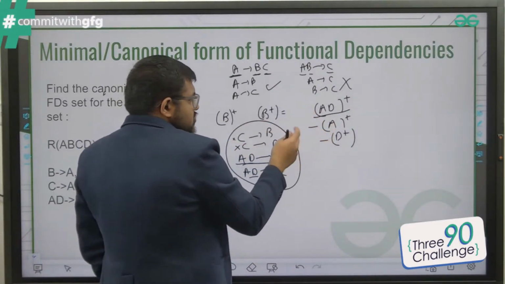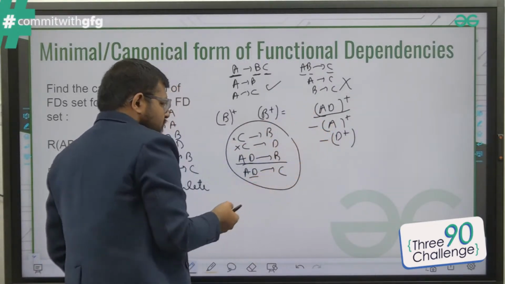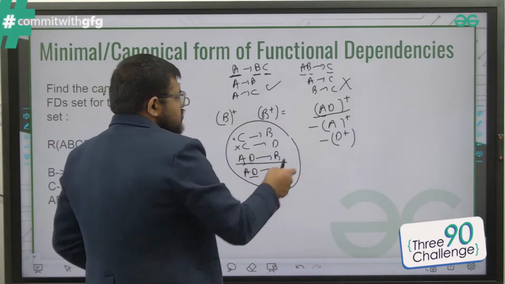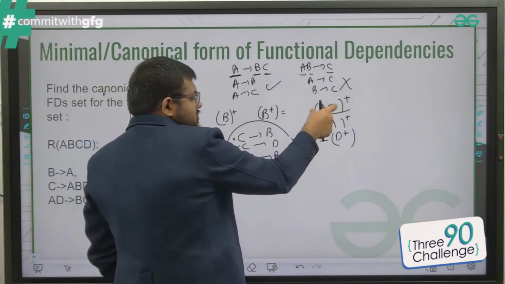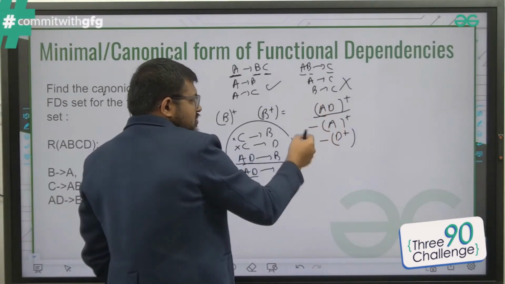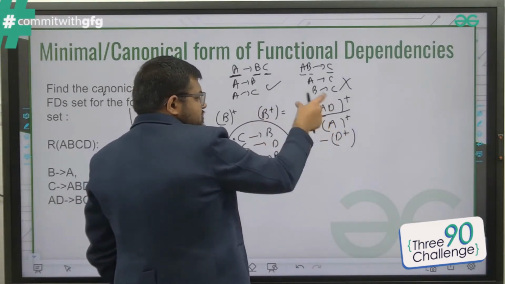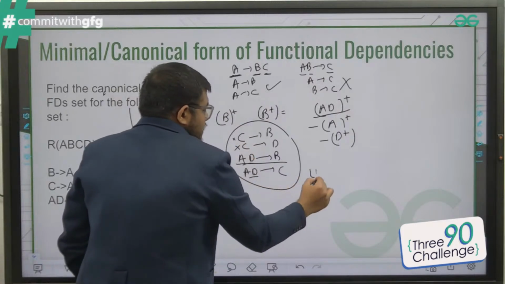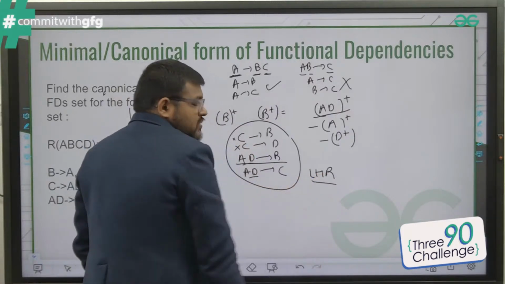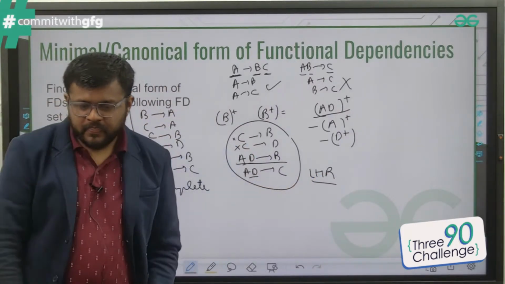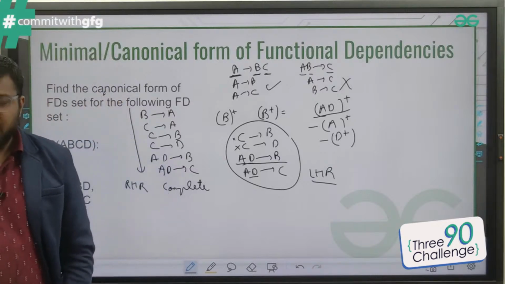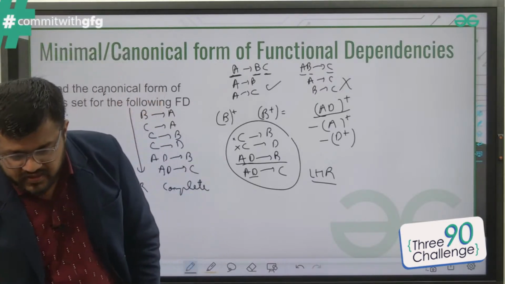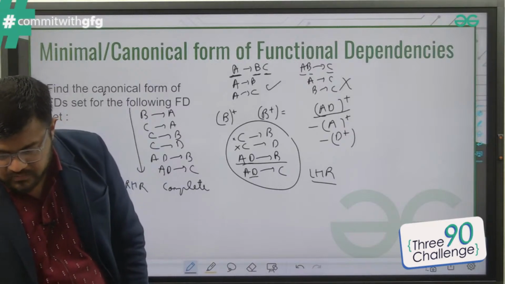Because at least one should be non-redundant, since if the complete thing were redundant, it would have been removed in the second step only. So if A plus is the same as AD plus, then D is redundant, you can remove D. If D plus is the same as AD plus, A is redundant, you can remove A. In that way, your left hand side redundancy will also be removed. Clear? And when you remove all redundancies, right hand side, complete redundancy, and left hand side, then you will get the canonical form.